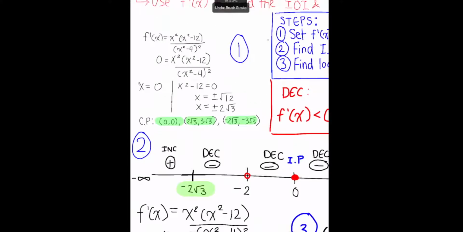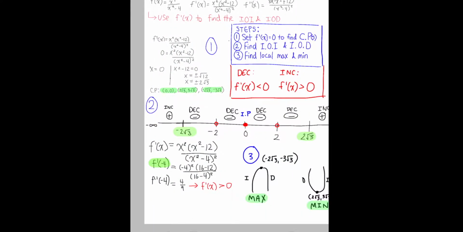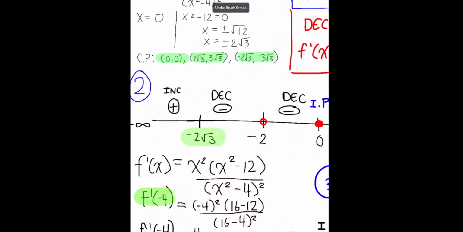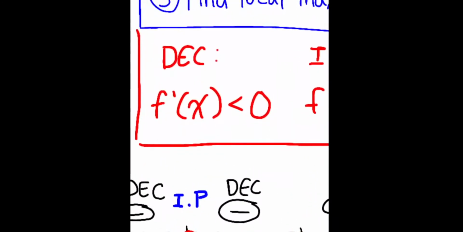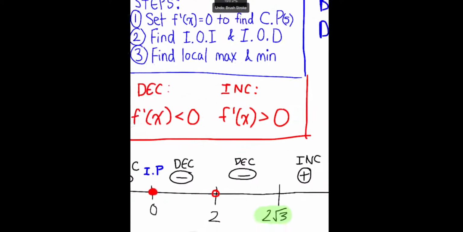The second step is to find the intervals of increase and intervals of decrease. So we're going to be drawing a number line and plotting the important critical points, as well as vertical asymptotes, which are at x = -2 and x = 2. Then for each interval, we're going to be finding a number that fits under the interval and sub it into the equation for the first derivative. And if the first derivative is less than 0, then it means that it's an interval of decrease. And if the first derivative is greater than 0, then it means that it's an interval of increase.